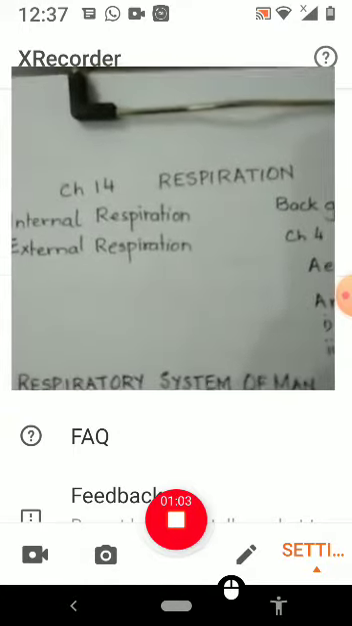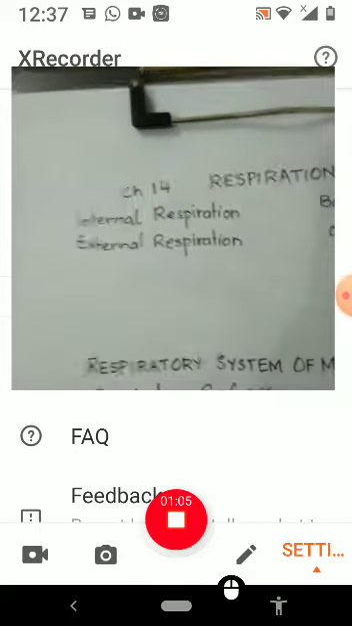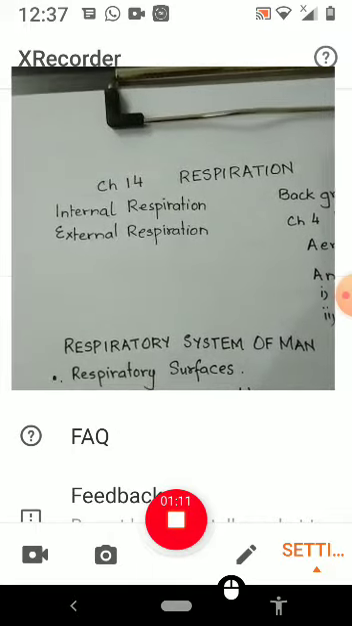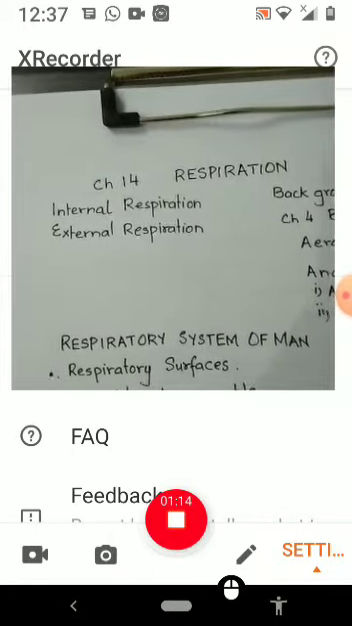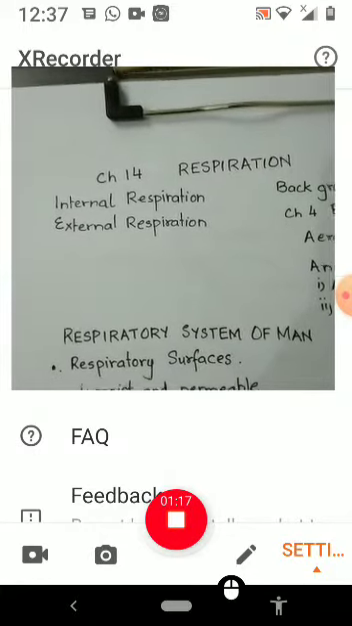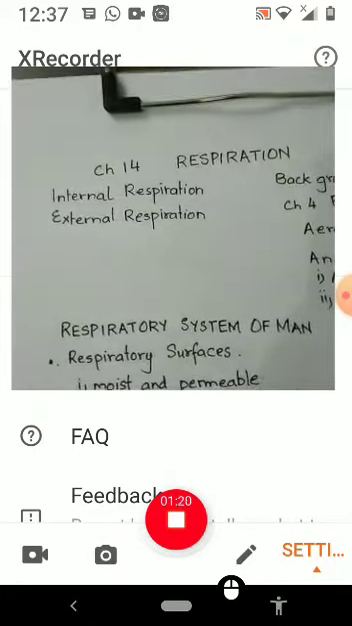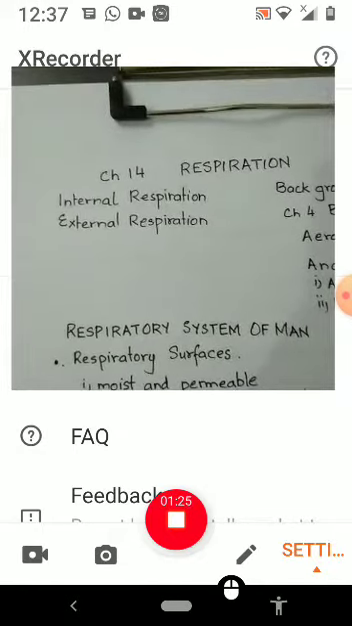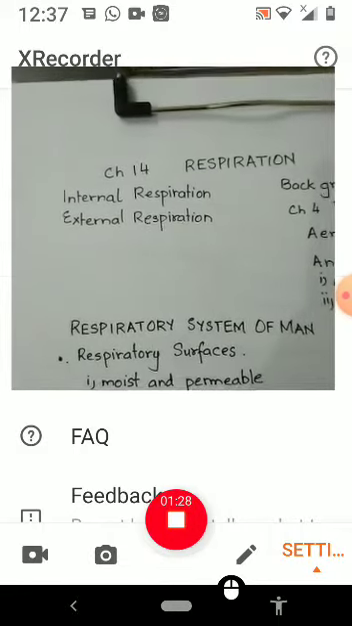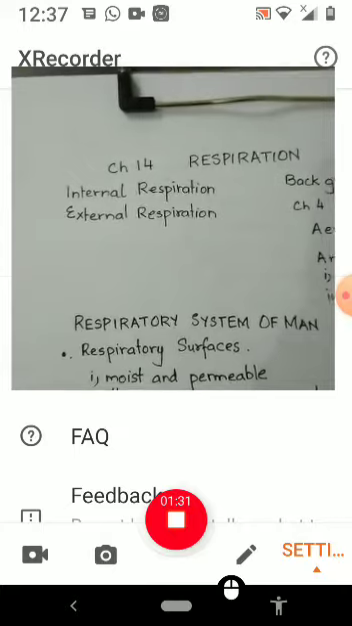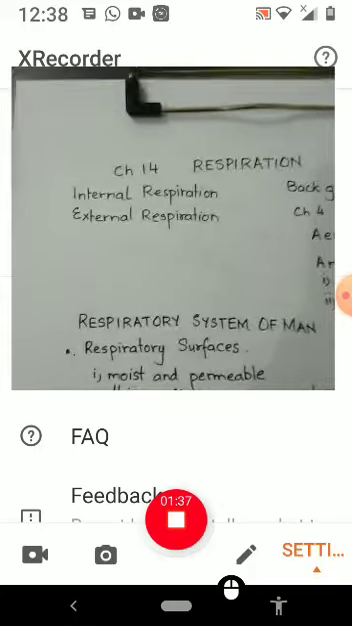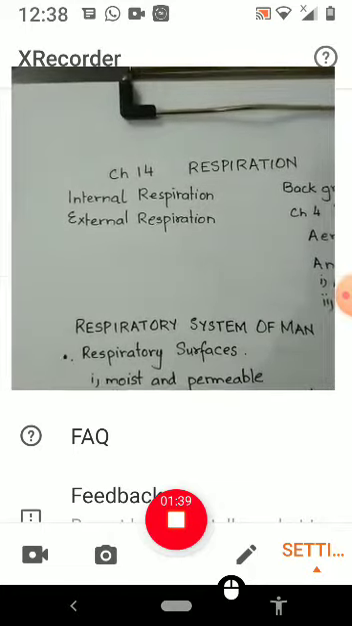So chapter 14 which we will be starting today, that is respiration. Respiration is the process in which our bodies burn the food material in the presence of oxygen to release energy at cell level. The physical exchange of gases, the inhalation and exhalation and exchange at lungs level, that is known as external respiration, whereas the process which occurs at cellular level is known as internal respiration.